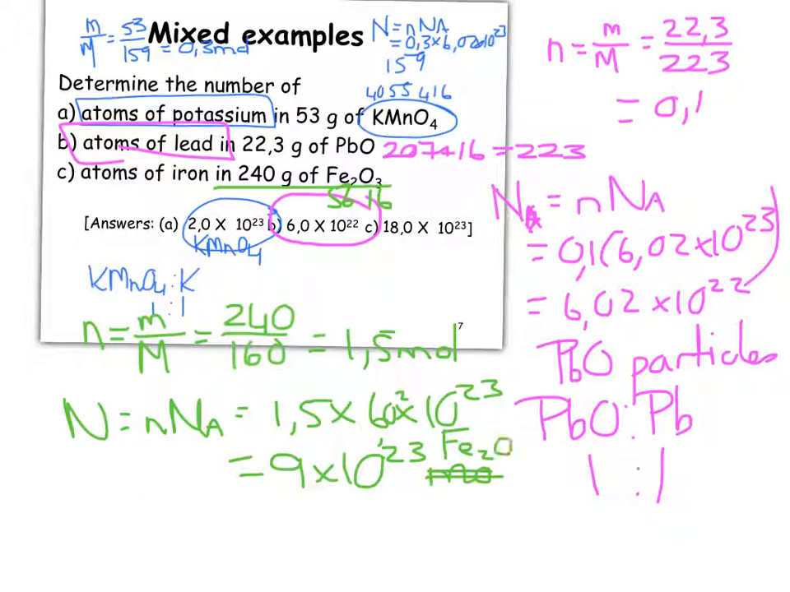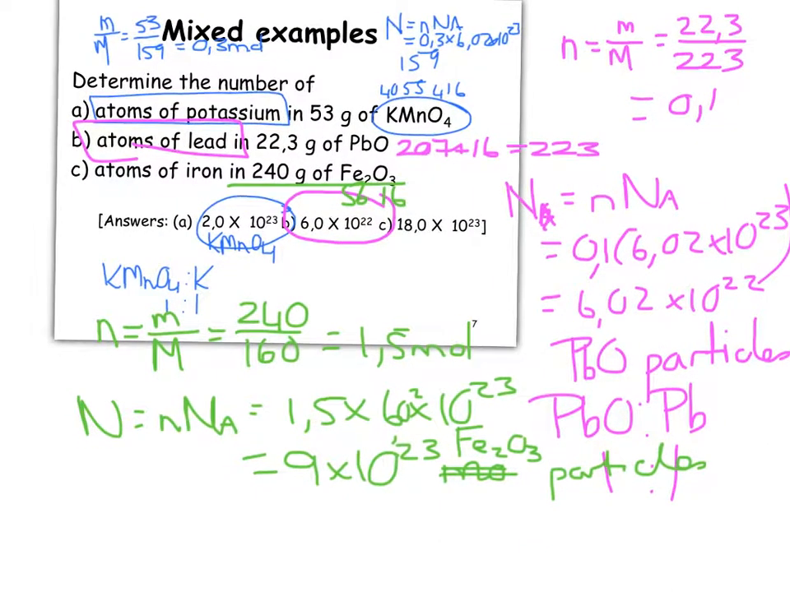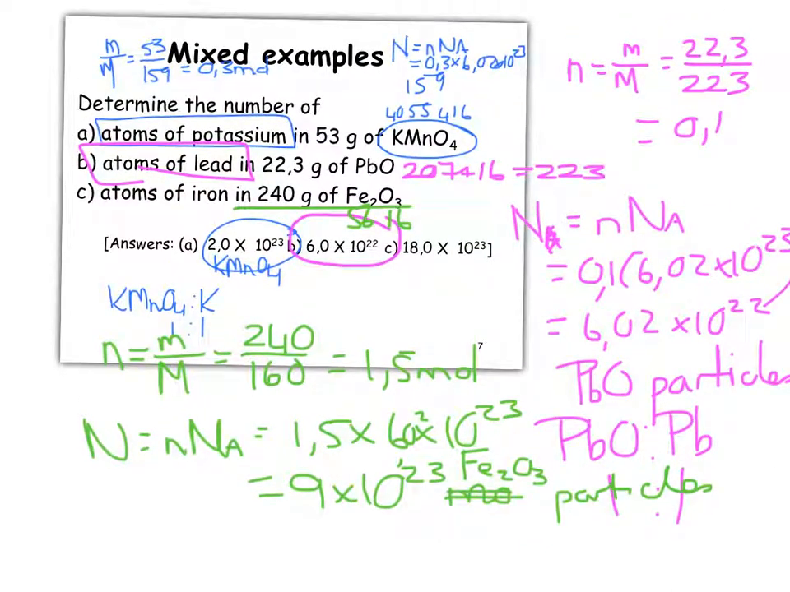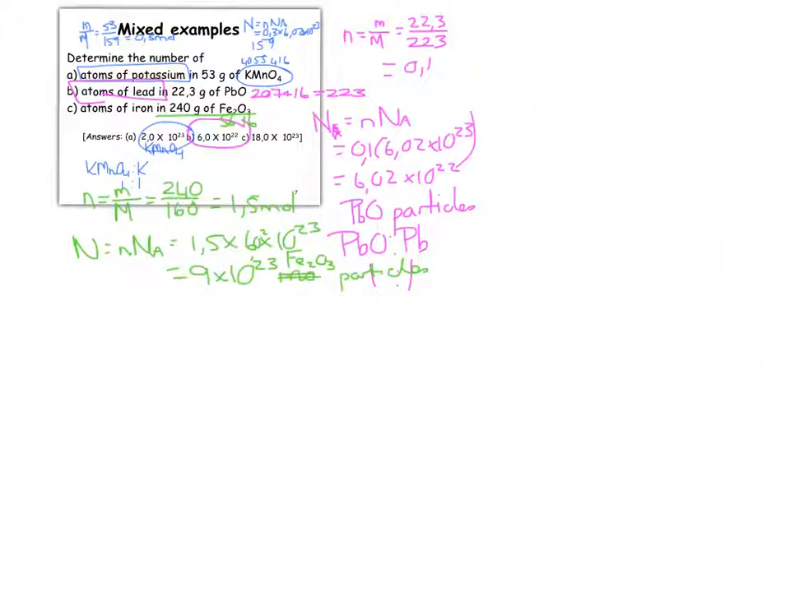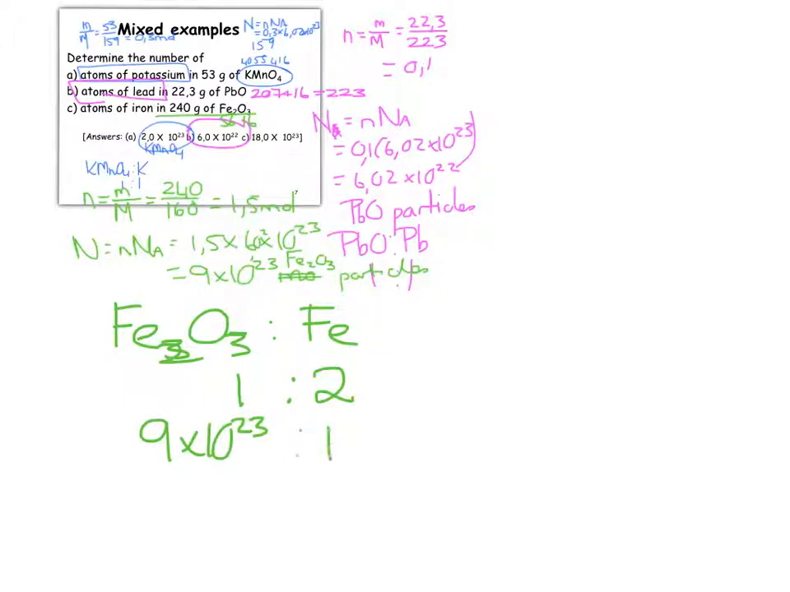Iron oxide particles. But what is the relationship between iron and, sorry, I just need to make a bit of space, between iron oxide, Fe2O3, to Fe? For every 1 iron oxide, I actually have 2 iron particles. So 9 times 10 to the power of 23 is going to become 18 times 10 to the power of 23 iron atoms.